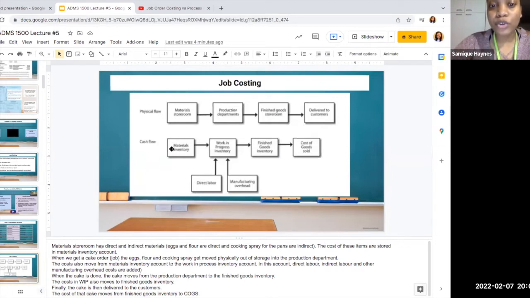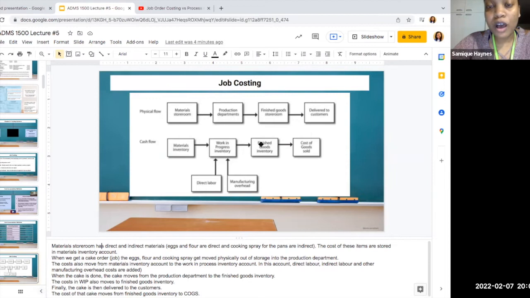And always in your materials inventory would be the materials that you purchased in order to produce your cake. Okay, so then after that happens, once the person comes to pick up their cake or we deliver it to them, then this finished goods storeroom, the cake goes into the customer's hands, it's delivered.